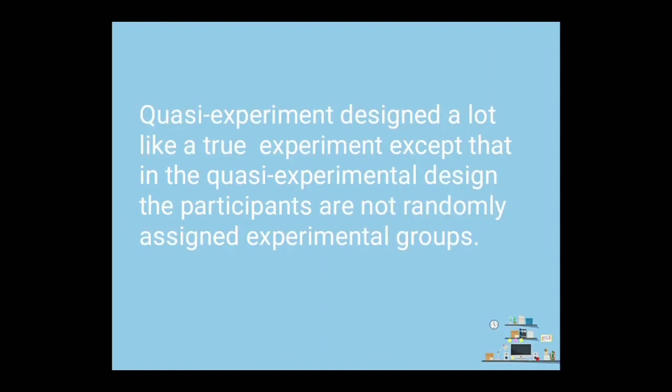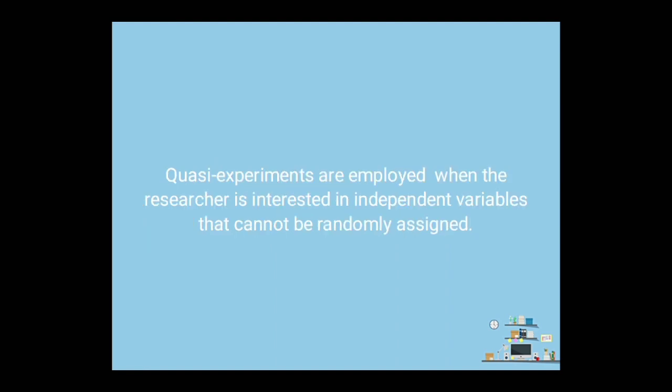As we know before, quasi-experiment is designed a lot like a true experiment, except that in the quasi-experimental design, the participants are not randomly assigned to experimental groups. Quasi-experiments are employed when the researcher is interested in independent variables that cannot be randomly assigned. Please underline that. Cannot be randomly assigned.